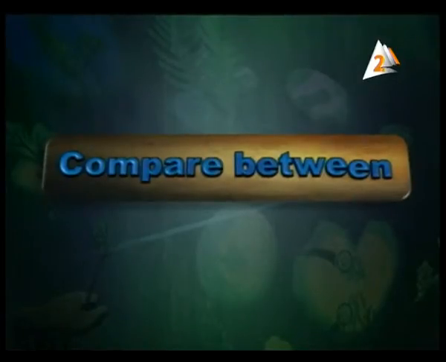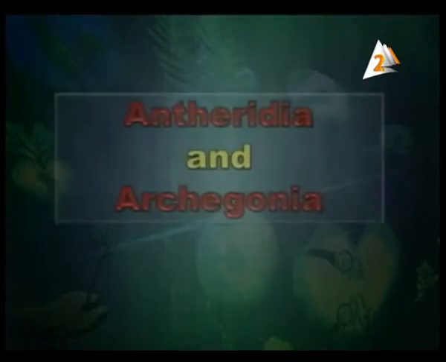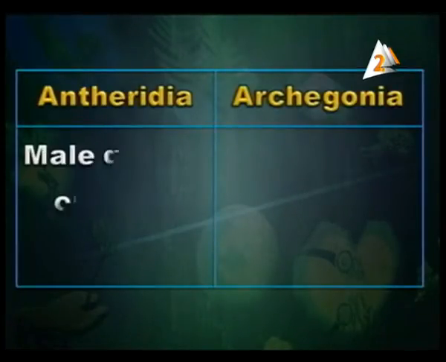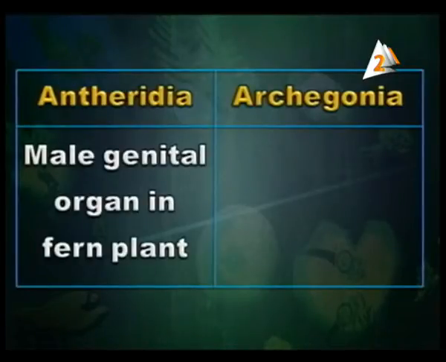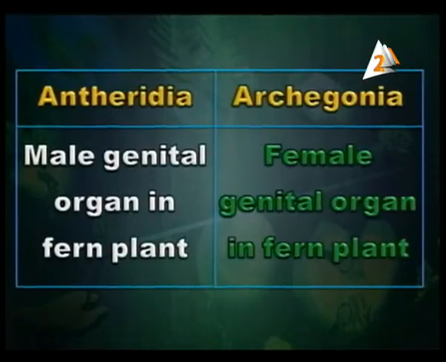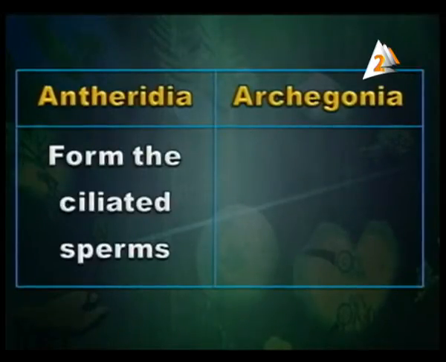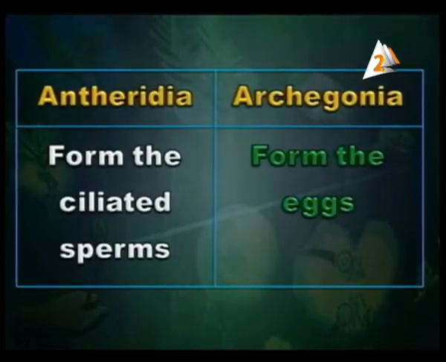Now, my dear students, let's try to answer the following question together. First, compare between antheridia and archegonia. Yes, antheridia are the male genital organs in the fern plant, while archegonia are the female genital organs in the fern plant. Antheridia form the ciliated sperms, while archegonia form the eggs.